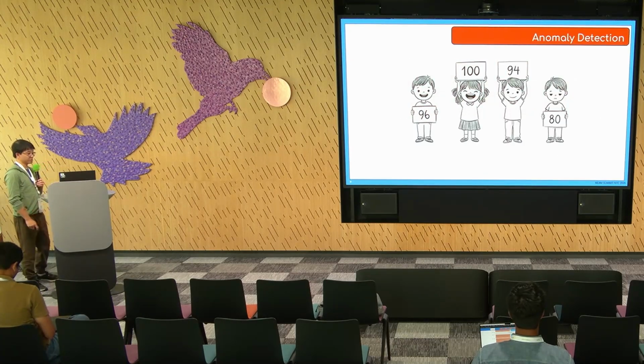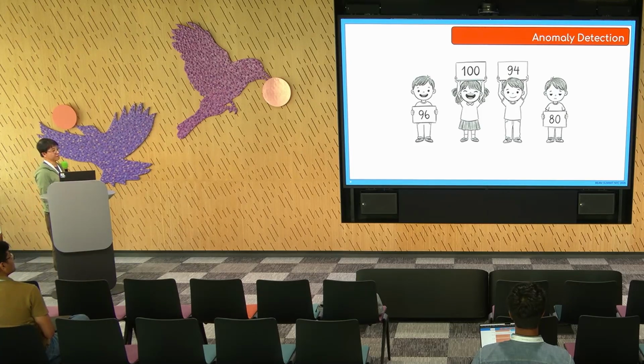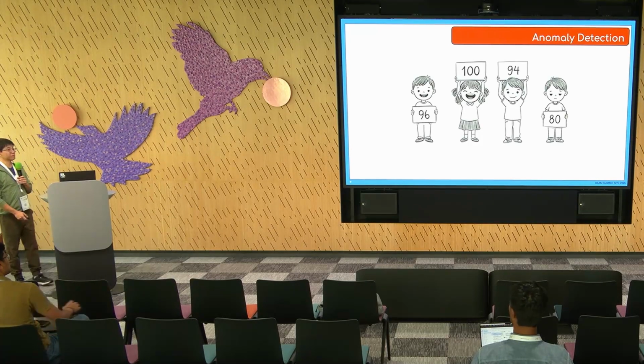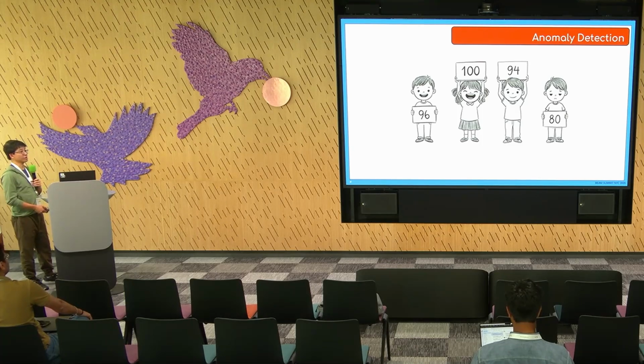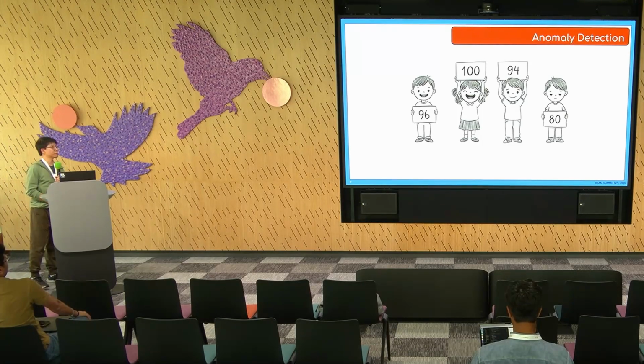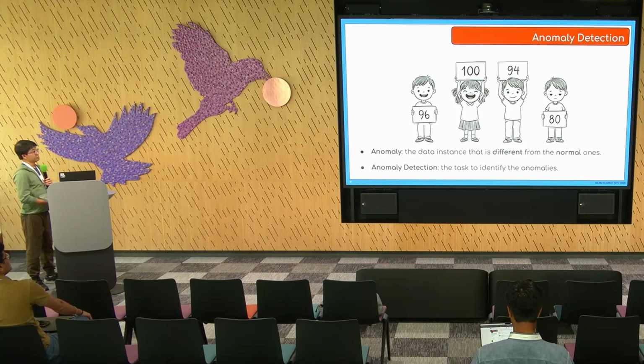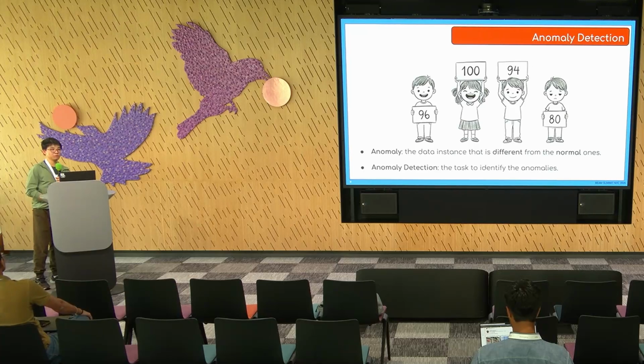So picture this. Four friends got their exam results back, and the first three got 96, 100, and 94. The last one, as you can see from his sad face, got 80. Although 80 is not a bad score at all, right? But we can see it's a bit different from the other three numbers. And that is what we call an outlier or anomaly. Simply put, an anomaly is a data point that is different from the norm, and anomaly detection is to find these outliers.